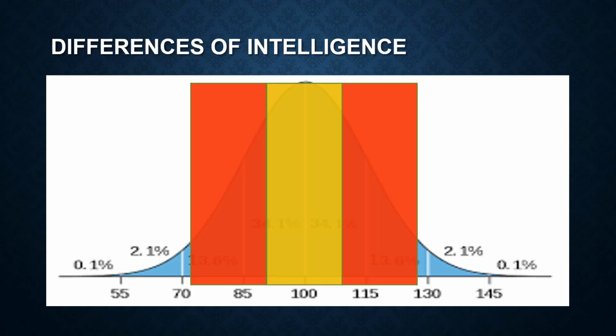This intelligence quotient is often referred to as IQ. A person's score is derived from a set of standardized tests. Remember, the average IQ is 100.